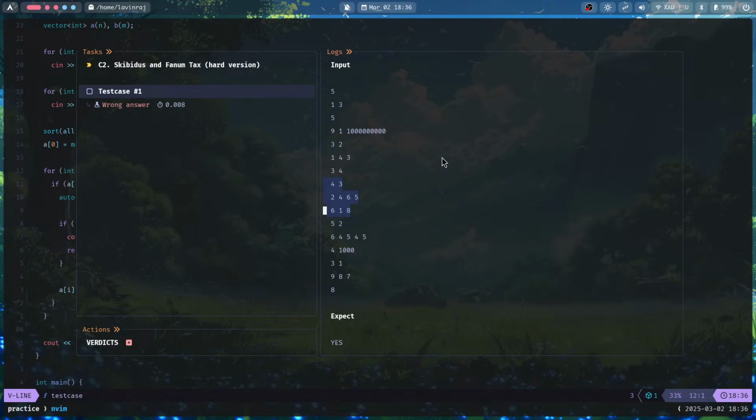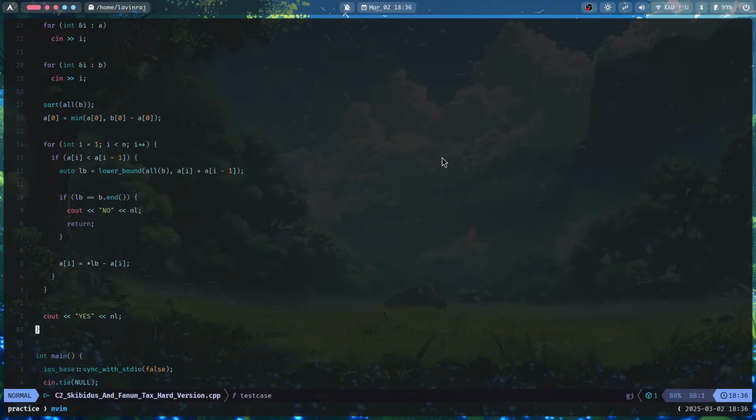Third one got the wrong answer, and let's see why. Why are we outputting the no? Hmm. So we have 2, 4, 6, 5. So what we did is, wait a minute. Let me just debug. Let me just output the value.